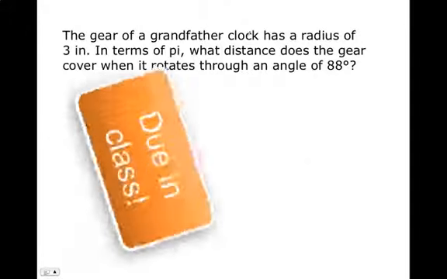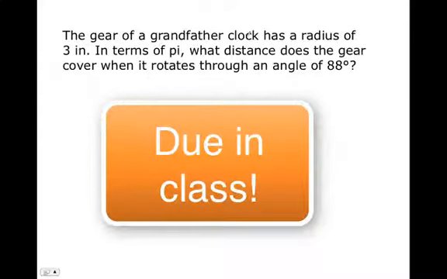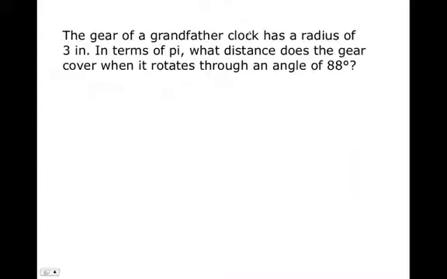The gear of a grandfather clock has a radius of 3 inches. In terms of pi, what distance does the gear cover when it rotates through an angle of 88 degrees? So remember, first you have to think, is it asking for the area of a sector or the length of an arc? Decide which one it is, write down the formula, and find your answer. This one will be due in class.